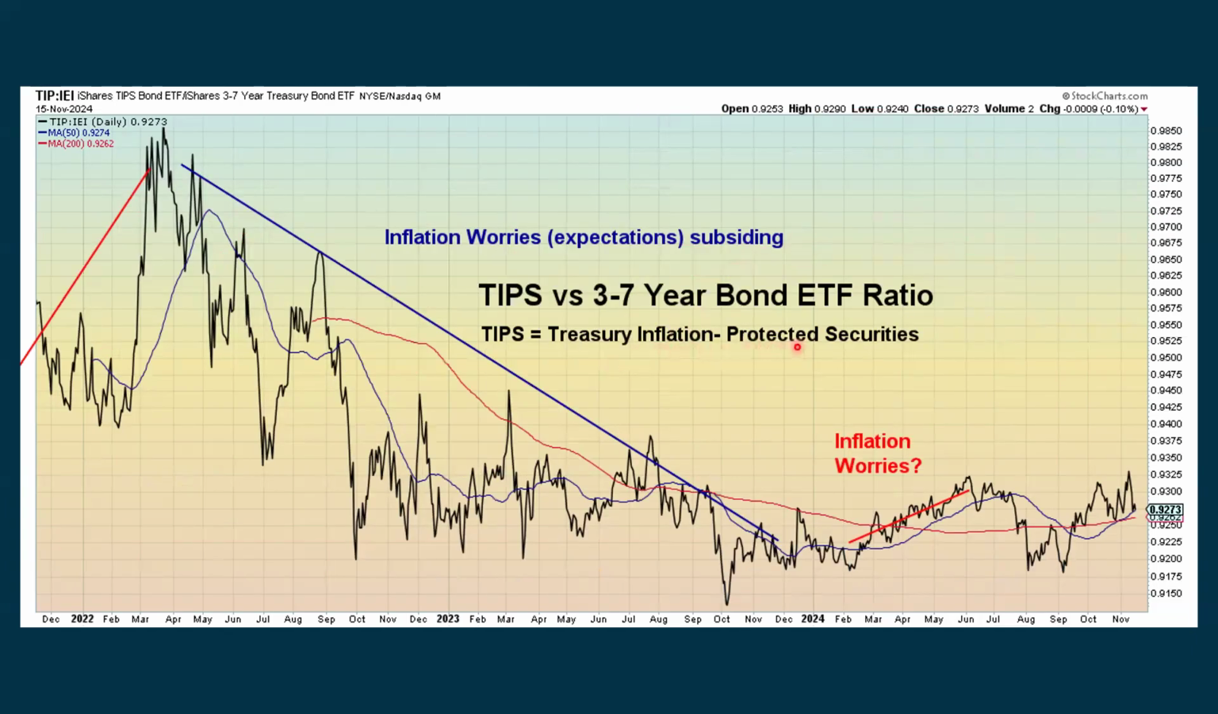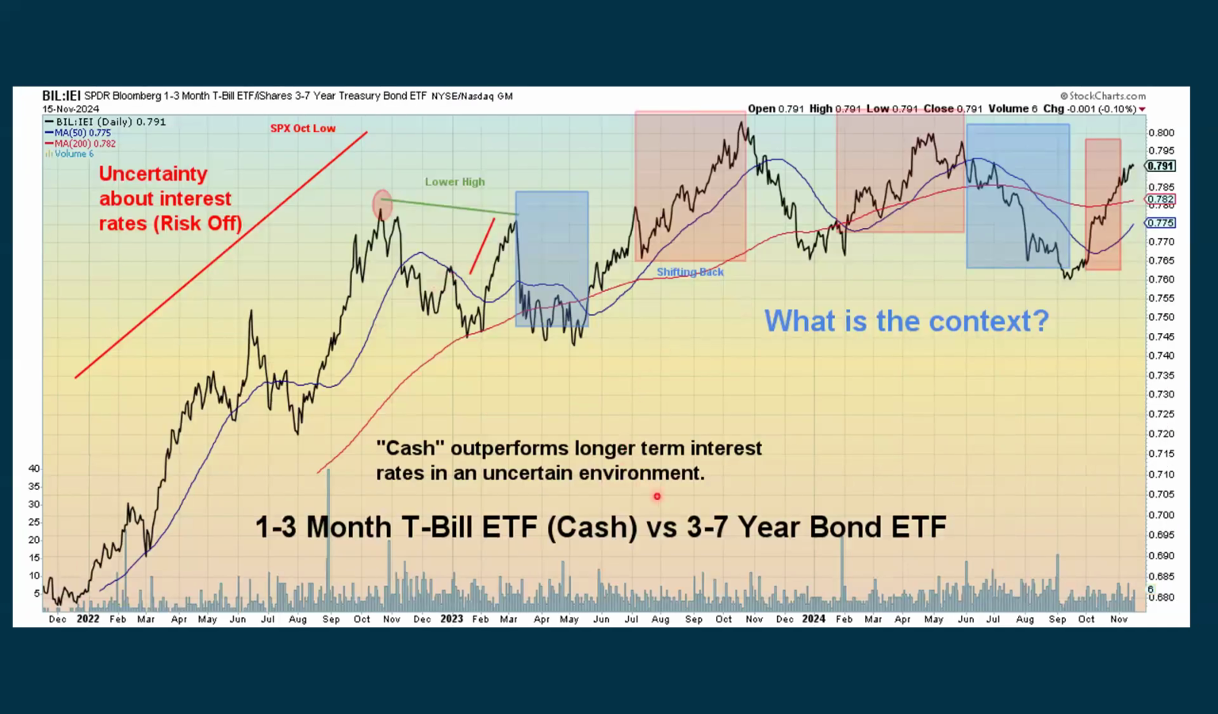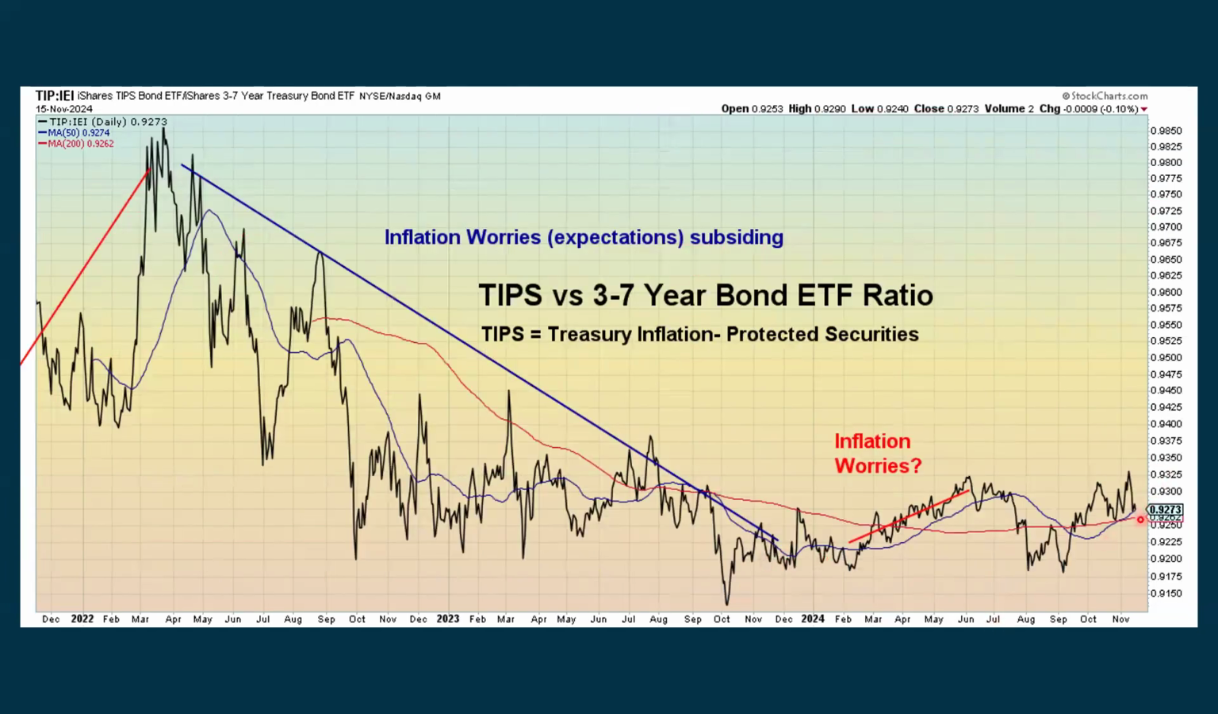These are Treasury inflation protected securities, and then a ratio of 3 to 7 year bonds. Back here, we also are comparing cash to 3 to 7 year bonds. You see how this ratio is going up. This ratio has actually been coming down. So it's like, okay, there's not a lot of confirmation across the market.